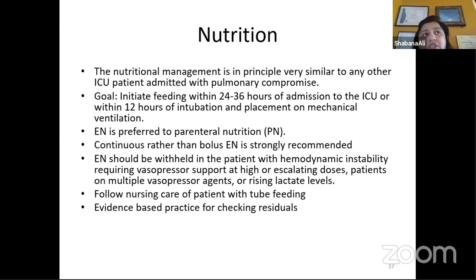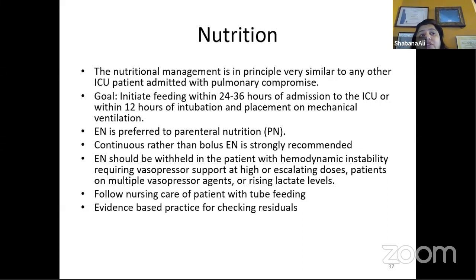Now, for the situation when the patient is being proned, if a patient is recommended to be prone, then we have to make sure we empty the stomach contents before we are proning. But while the patient is in prone position, you can still go ahead and continue the feeding.